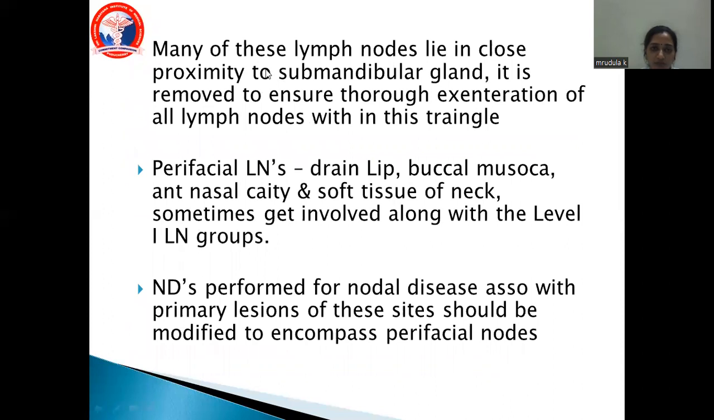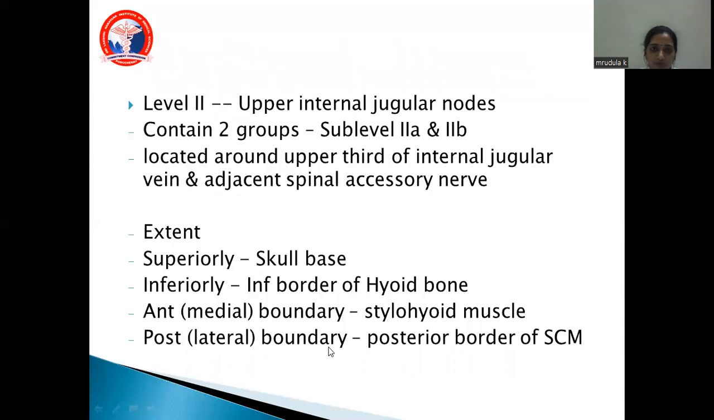Many of these lymph nodes lie in close proximity to the submandibular gland, and it is removed to ensure the excision of all lymph nodes within this triangle. There are peripheral lymph nodes which drain the lip, buccal mucosa, nasal cavity, and soft tissue of the neck, and sometimes they get involved along with level 1 groups. Nodal dissections performed for nodal disease associated with primary lesions of these sites should be modified to encompass perifacial nodes.